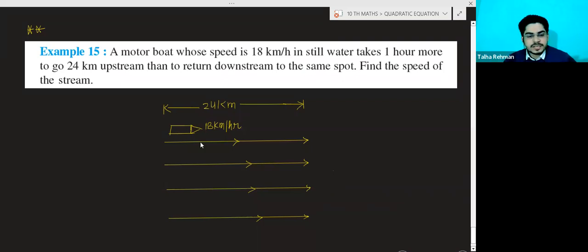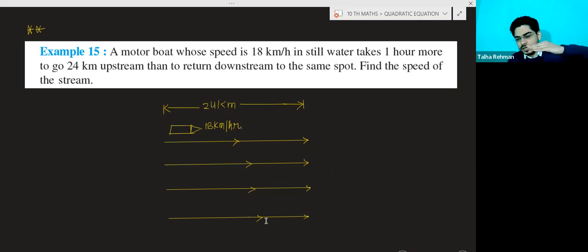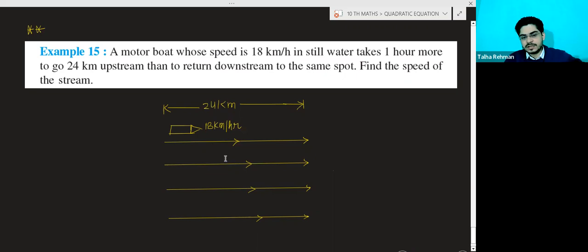Okay, first understand what is upstream and what is downstream. This is the direction of the flow of stream. Stream means, in a river, the direction of the flow of water. The flow of water is known as the stream. And suppose the water is flowing in this direction.